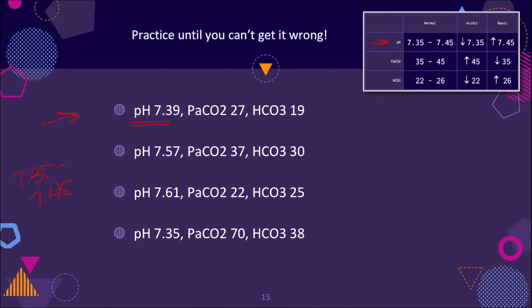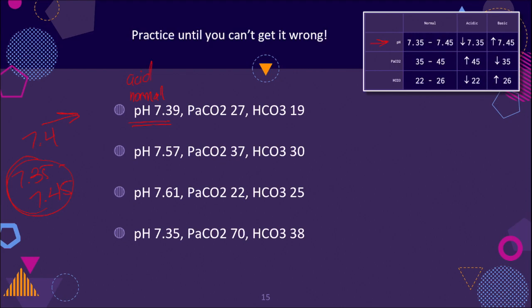All I want you to do is look at this, and yes, it is normal, but I want you to ask yourself, which side of normal is it on? Is it more alkaline or is it more acidic? In the middle of this is 7.4. So anything below 7.4 would be acidic. Anything above is basic. So in this case, it is normal, but it's an acidic normal, okay?